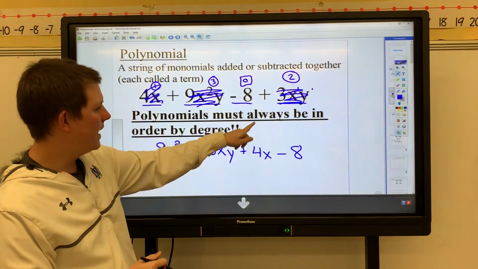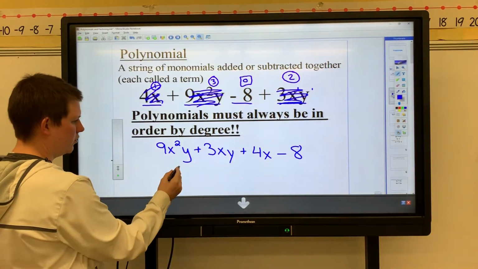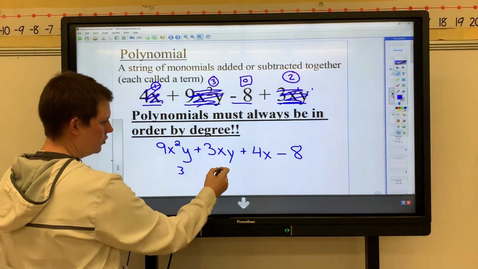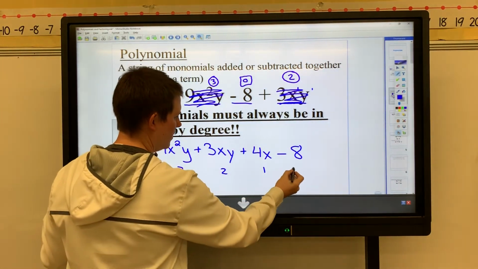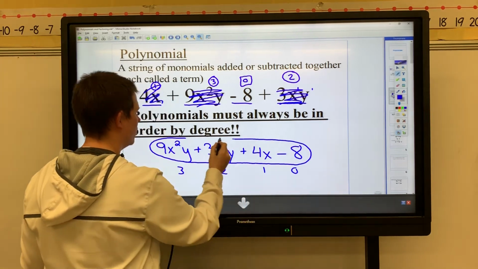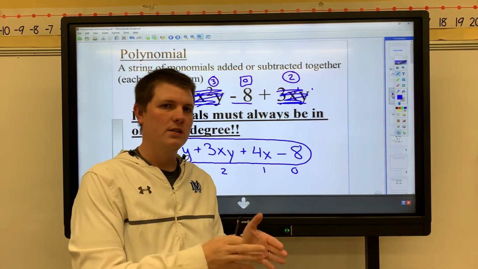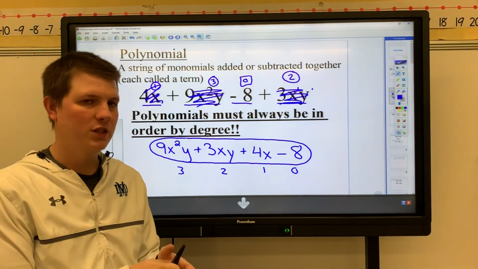So let's check this. Is it in order by degree from biggest down to smallest? This degree is 3. This degree is 2. This degree is 1. This degree is 0. So this would be our answer. We must always make sure it is in order by degree from largest down to smallest. Okay, so let's practice that some more.